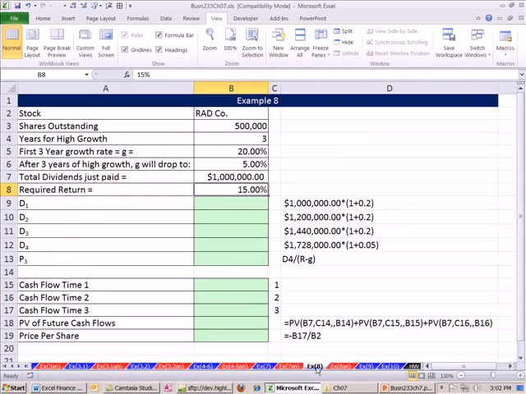I'm going to go over to sheet 8. Here's our situation. We have Rad Company here. Shares outstanding are 500,000. We are going to assume that for the next 3 years it's going to be high growth. And that high growth rate for dividends will be 20%. After that, it'll tail off, and we are going to assume a constant 5% growth rate. Dividends just paid were $1 million. Our required return is 15%. Can we calculate the price per share?